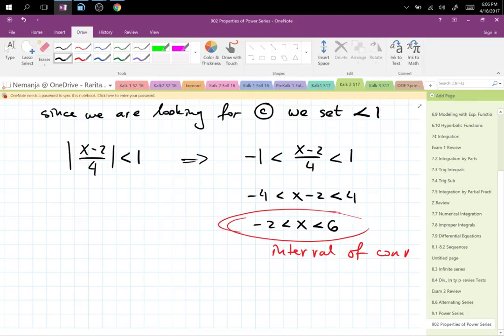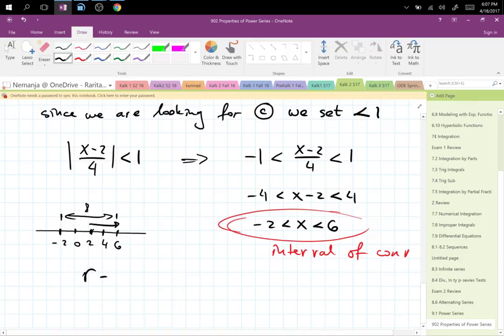If you are confused with this, just draw. You draw the number line. You say this is my -2, 0, 2, 4, and 6. So now, from here to here, I have 8 units, which means the radius will be 4 units, so r equals 4. Interval of convergence, radius of convergence.